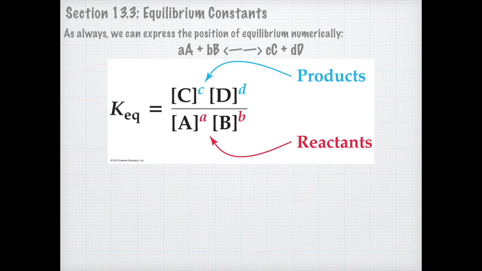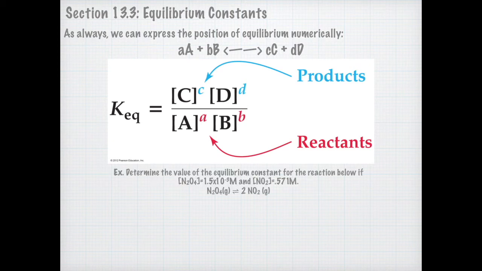Okay, so let's look at an example. It says, determine the value of the equilibrium constant for the reaction below. So it's N2O4 becomes 2NO2. And I give you the concentration of your reactant and your product. So all you need to do to find your KEQ is take the concentration of NO2 and square it, because the coefficient for NO2 is a 2. And then you divide that by the concentration of N2O4. Okay? So all you need to do now is plug in the values.